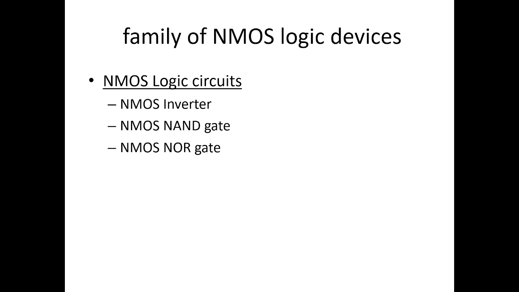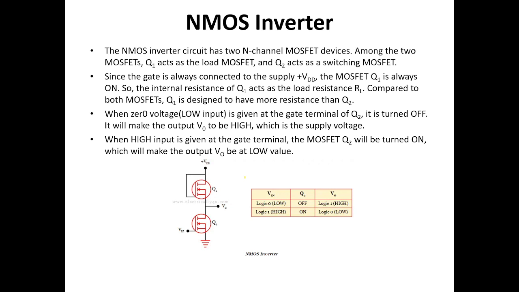In these families, we are going to discuss only NMOS and CMOS. In NMOS we are going to see the universal gates, that is, how to build an NMOS NAND gate and NMOS NOR gate. The basic structure is the NMOS inverter, and using this inverter we are going to build the universal gates. So first we will see how to design an NMOS inverter.